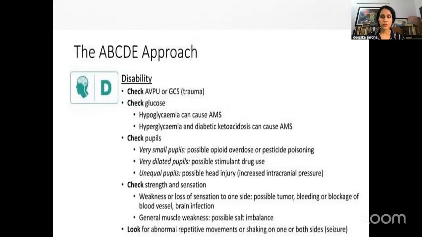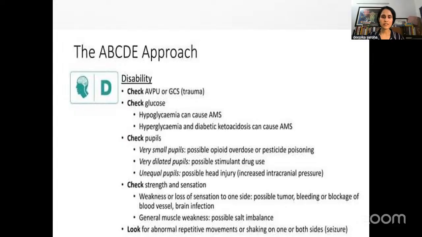Not on verbal stimuli, but if you are applying pain to the patient and the patient responds, then the patient is responsive to pain, otherwise unresponsive. So basically, this is a brief form of the GCS, Glasgow Coma Scale, which you can use in the periphery or in your emergency or casualty setting where a patient is presenting with altered mental status. Always check the blood glucose using a glucometer.